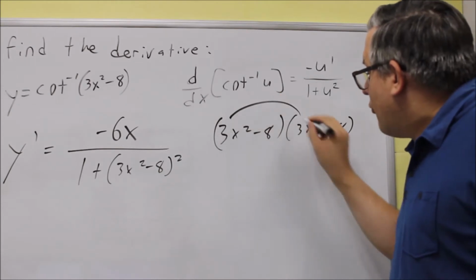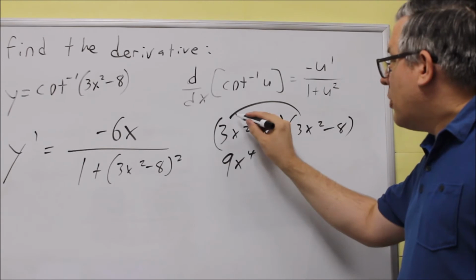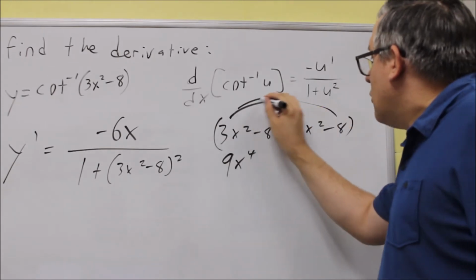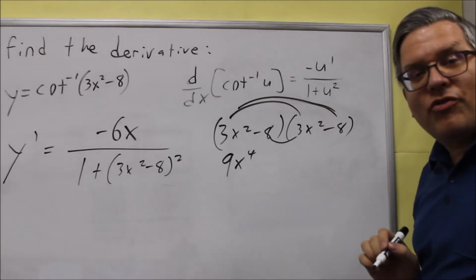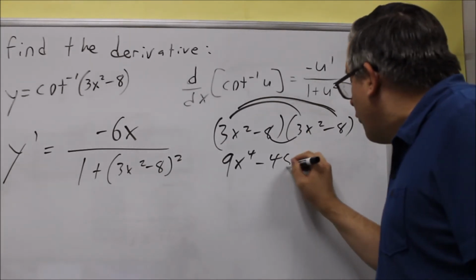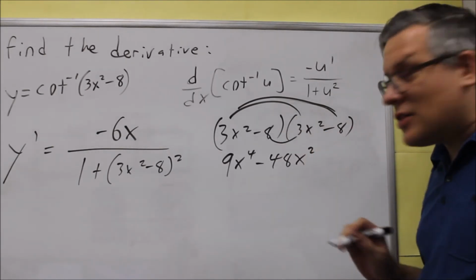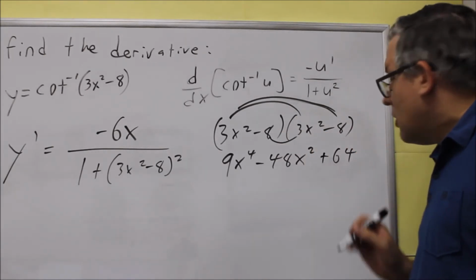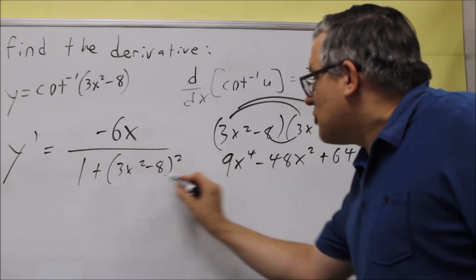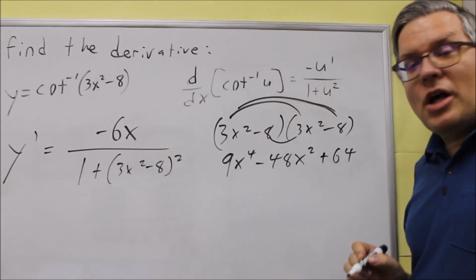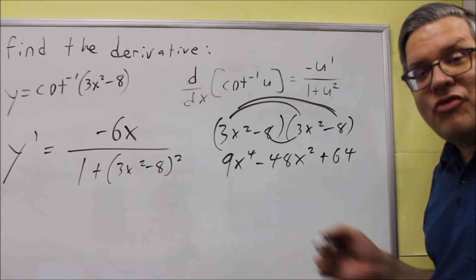So when you do the first term like this, you're going to get 9x to the 4th. Now we have a 3 times negative 8, that's going to give you here negative 24x squared, and you get another negative 24x squared. That's going to give you a negative 48x squared. Then you have a negative 8 and a negative 8. That's going to give you a positive 64. So all this here would be this expanded part right there. Now because there's an extra 1 that's there, that's going to turn that into a 65 when I write my answer.